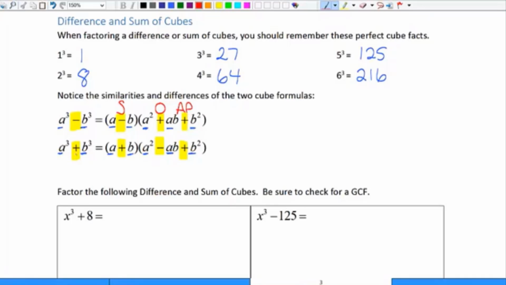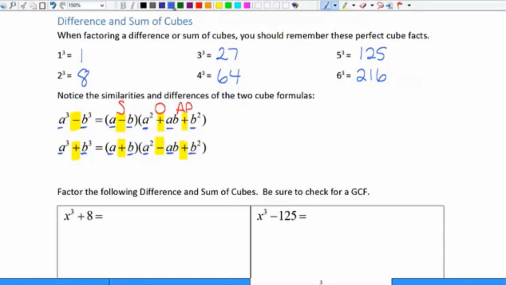So does this work for the positive as well? Well, yes: same, positive, positive. O says opposite, so my original problem was positive, so then my second sign will be negative, and then AP stands for always positive. So this SOAP is going to help you get two formulas for the price of one.